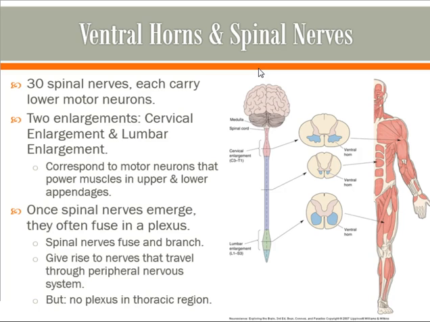Once you get down to the lumbar enlargement, here's where you start to have control over your leg muscles. So again, you have a nice enlargement of your ventral horn. So it's a pretty visible change in the spinal cord. The spinal cord is not homogeneous as you're moving down, and it seems to correspond in large part to how many muscles need to be controlled in each of these different areas.